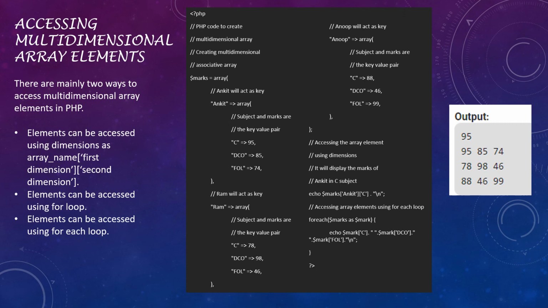Then you can use a foreach loop. You can go foreach marks as mark, which is our variable, then echo mark sub C, which is the first one, mark DCO, and mark FOL. And that gets you the next 3 lines of the C, DCO, and FOL numbers of each of these elements in the array.